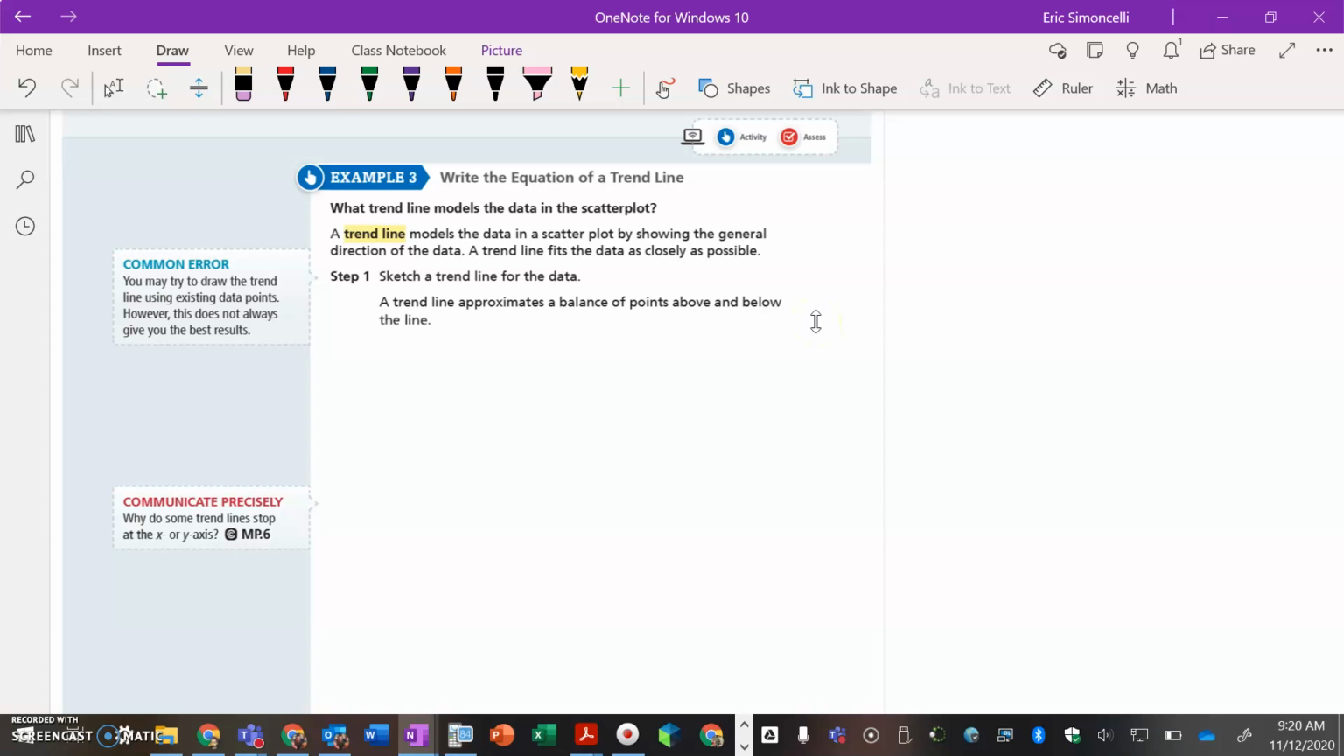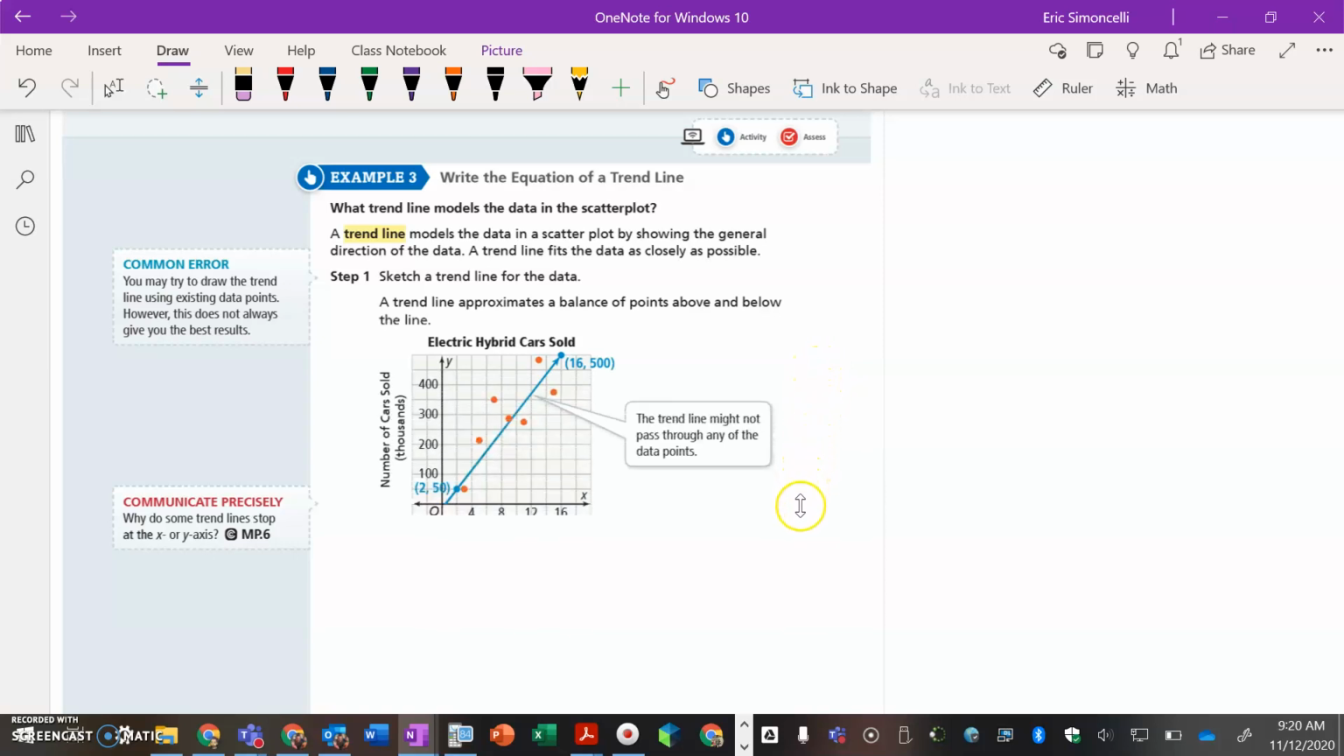I say remember, but I would argue that's pretty intuitive since our line will not go through every single point. So it approximates a balance of points. In a sense, it's like an average. So we're going to compare electric hybrid cars sold, where we look at the XY axis and the points plotted, as well as the blue trend line. The year starting in 2000 versus the number of cars sold in thousands.